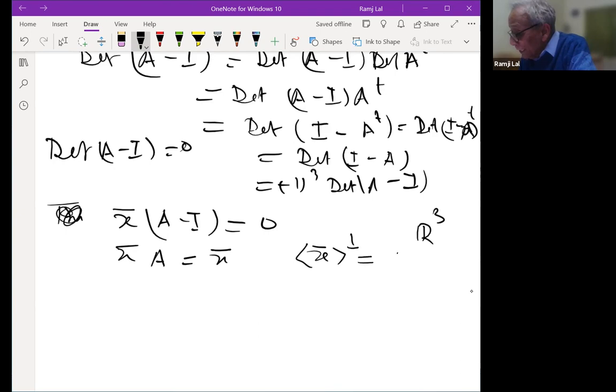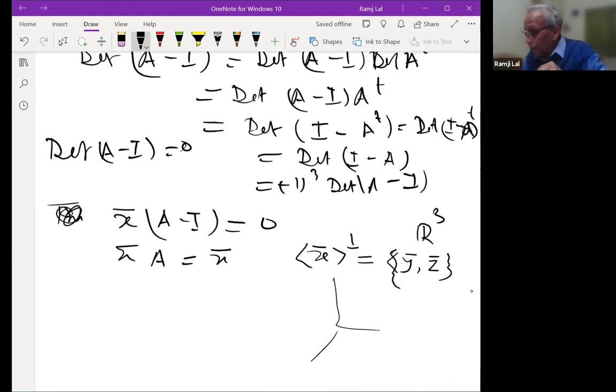So it will be generated by 2 vectors, we can take them to be Y and Z. Y and Z I can also take to be orthonormal. In a plane, you can always take 2 orthonormal vectors. Something like you have in R3 here, and orthogonal to this you can take 2 vectors which are orthogonal here.